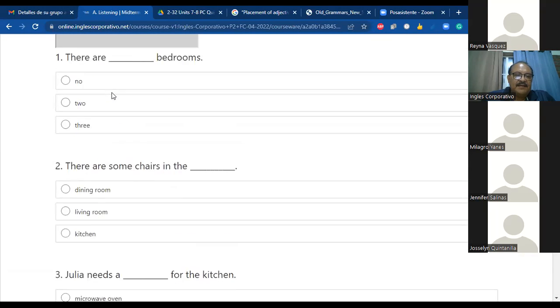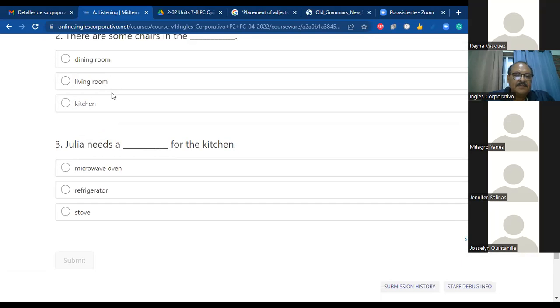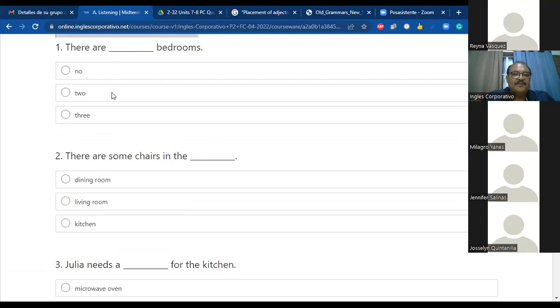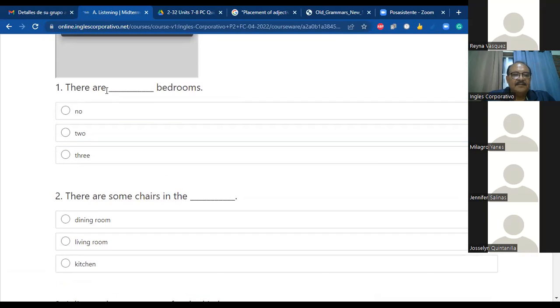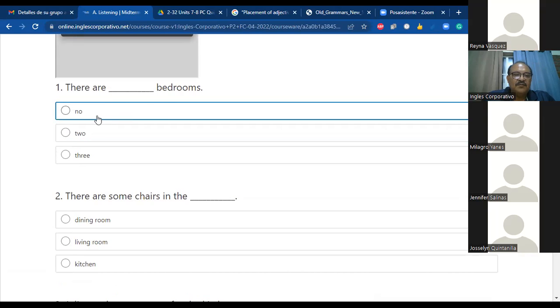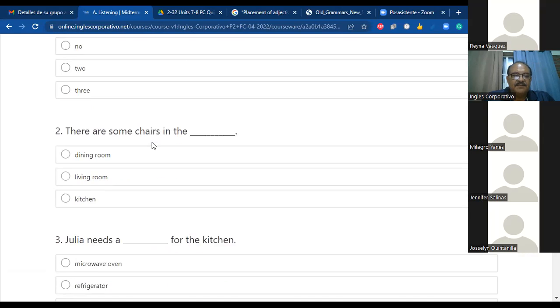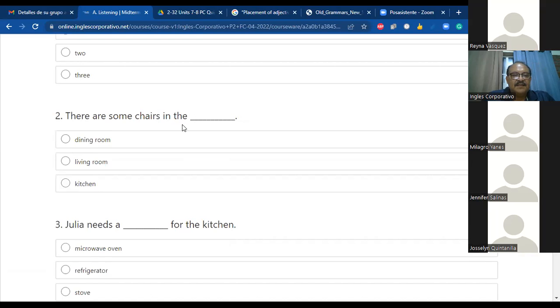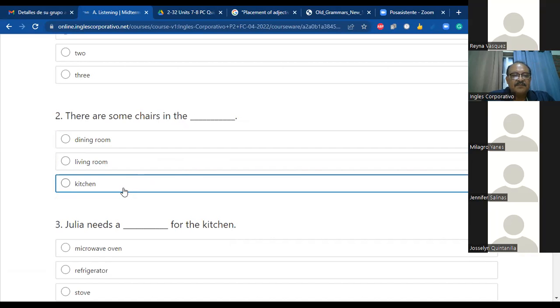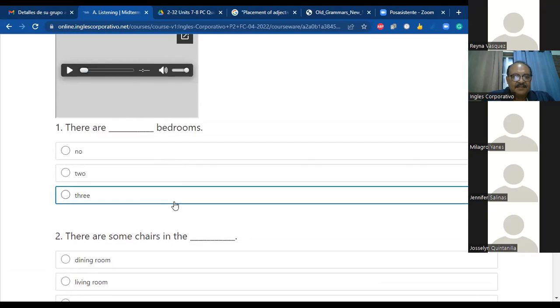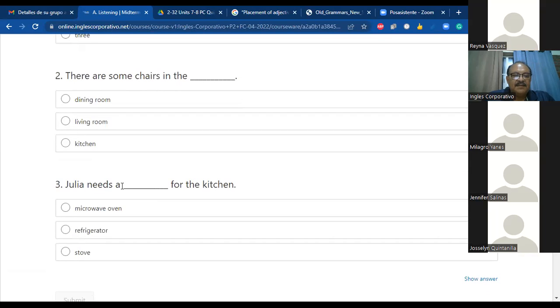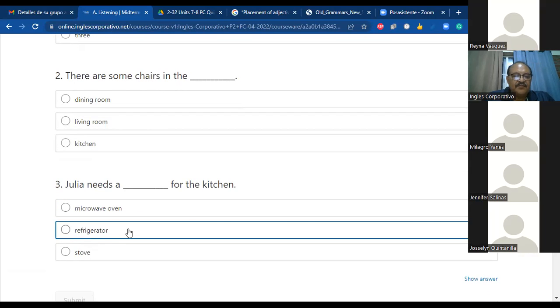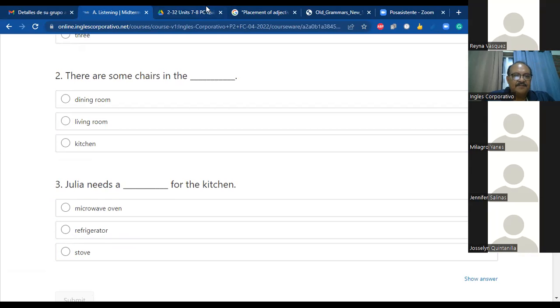Y mientras escuchan, antes de escucharlo, pueden leer las preguntas con sus respuestas para tener una idea de qué es lo que les van a preguntar. Okay, there are three bedrooms. There are some chairs in the dining room, living room, and kitchen. Y enfocarse en eso. Julia needs a microwave, a refrigerator, or a stove. Then you listen.